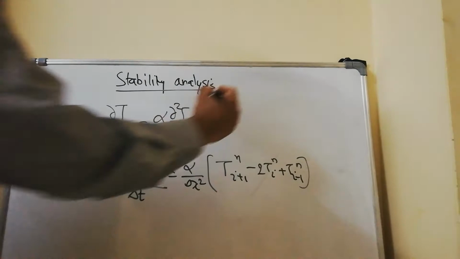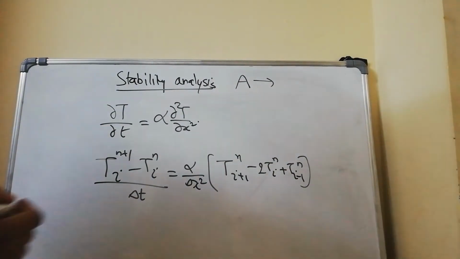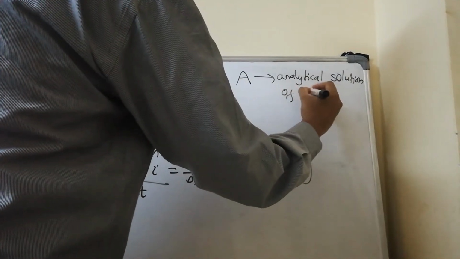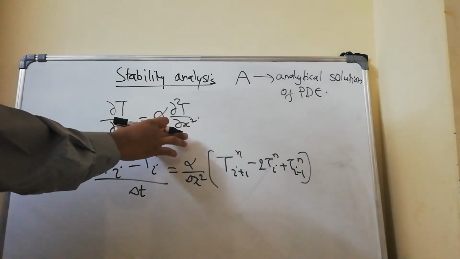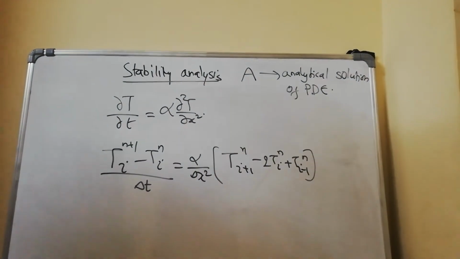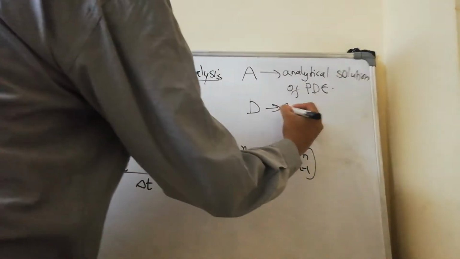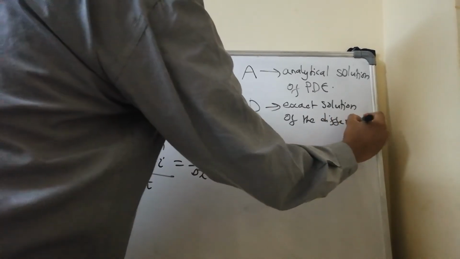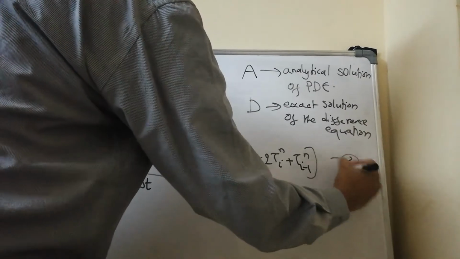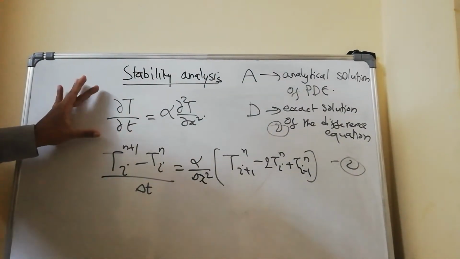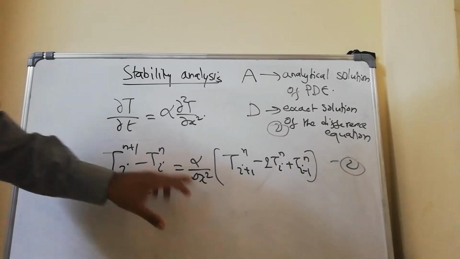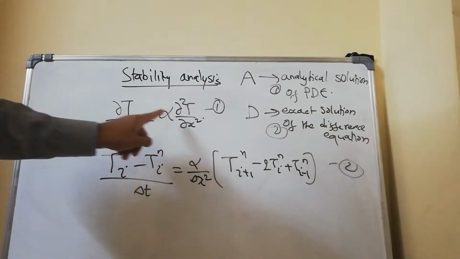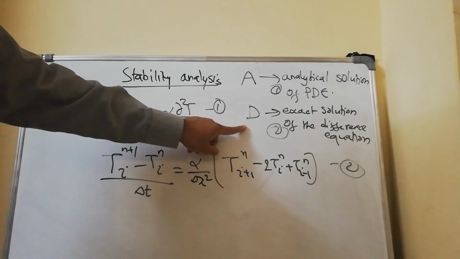Now let's say that A denotes the analytical solution, the exact solution of the partial differential equation. Let D denote the exact solution of the difference equation. What is the difference equation? Equation number 2, this is the difference equation. I already told you that as delta t tends to 0 and delta x tends to 0, this equation will tend to the original equation, but these two are not mathematically equivalent. So A is the analytical solution and D is the exact solution of the difference equation.